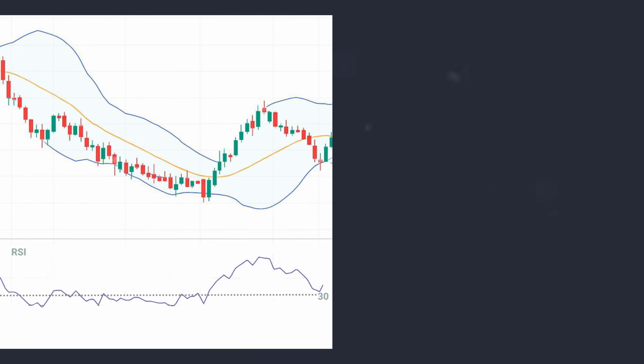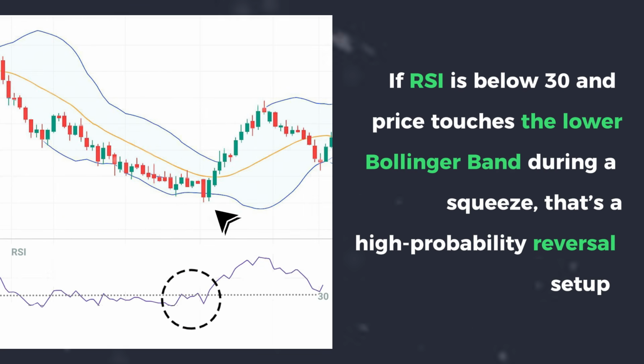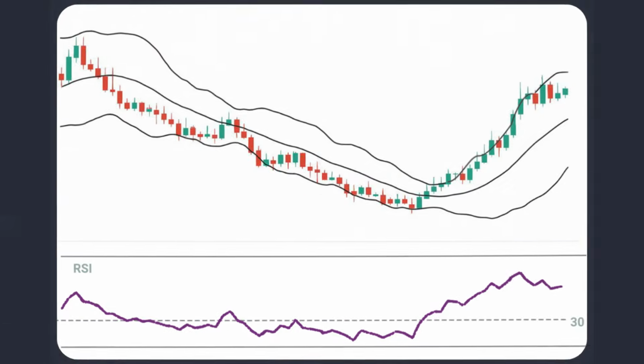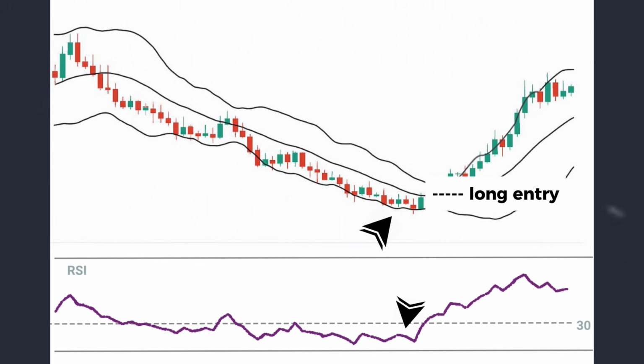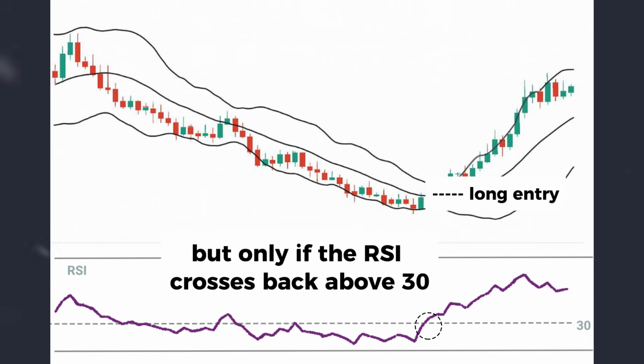How to use: if RSI is below 30 and price touches the lower Bollinger Band during a squeeze, that's a high probability reversal setup. Example: on this 1-hour chart, price enters a squeeze and touches the lower Bollinger Band. Meanwhile, the RSI drops below 30, indicating an oversold condition. This confluence suggests a high probability reversal zone. A long entry is taken at the close of the next bullish candle, but only if the RSI crosses back above 30, confirming the reversal with stronger momentum.